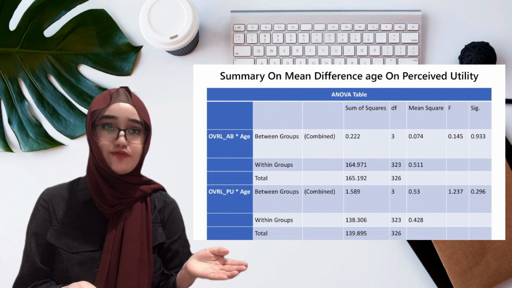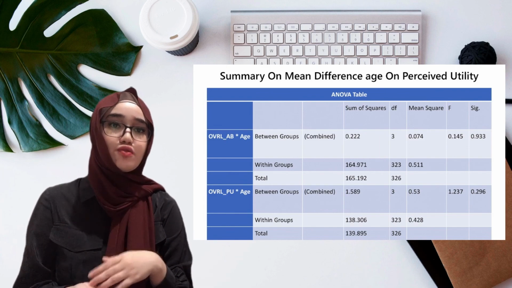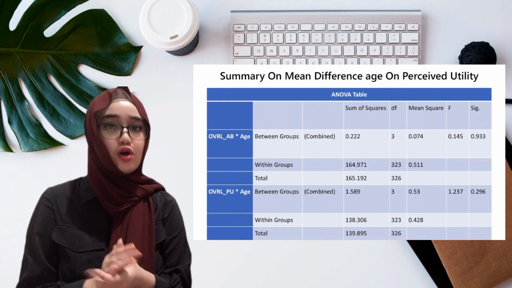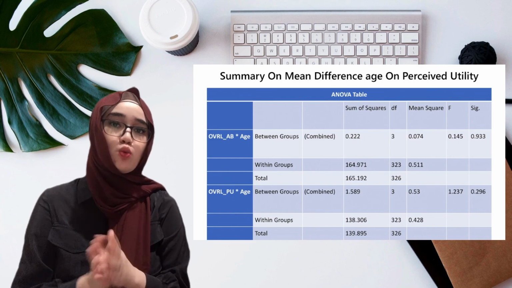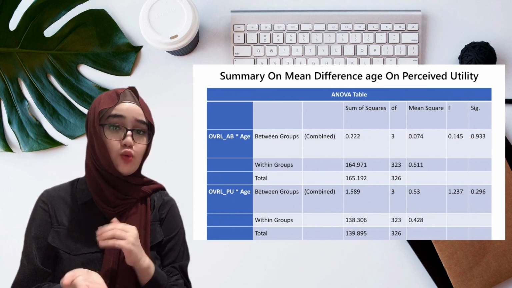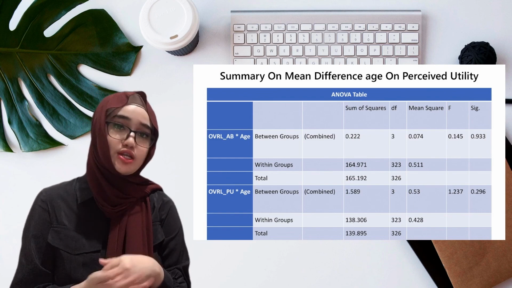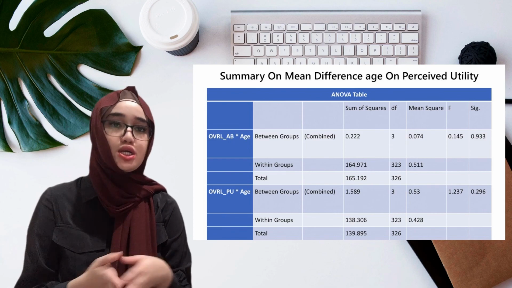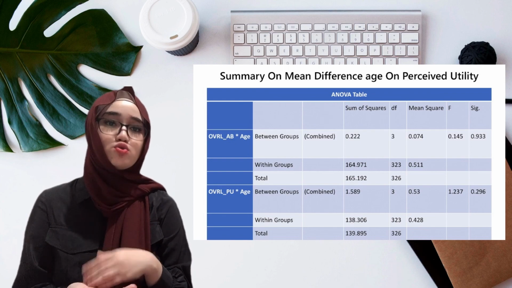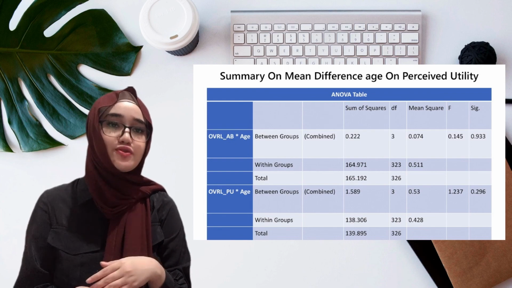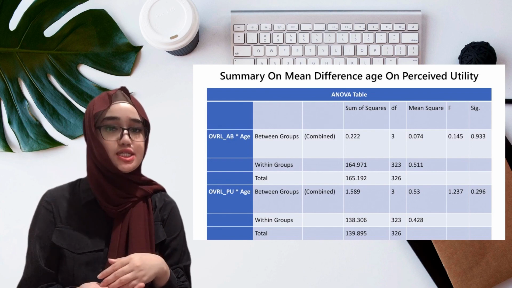0.145, and the significance is 0.933. For the overall perceived utility between groups, the sum of squares is 1.589, the DF is 3, the mean square is 0.53, the F value is 1.237, and the significance is 0.269.